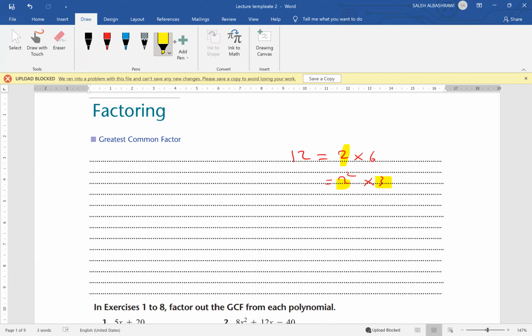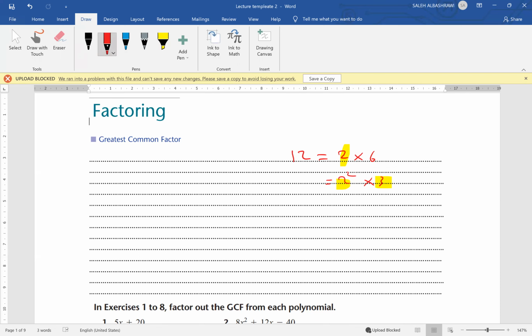To factor a polynomial, we have different strategies. The first one will be the greatest common factor. In some terms, we have something common. We take the greatest common factor, and then we can factor out.